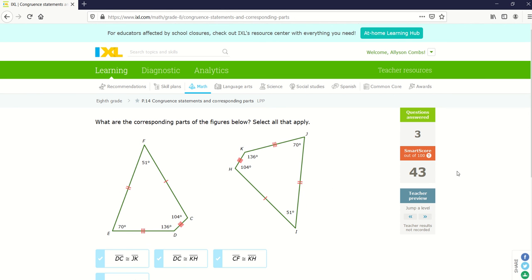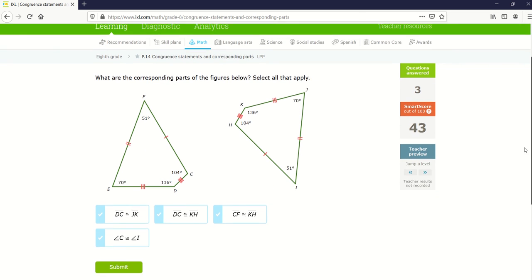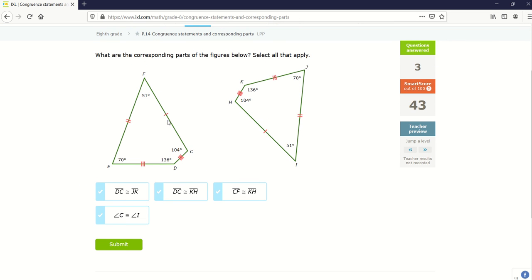This one's kind of the same type of problem, where we know that F matches up with I, E matches up with J, D and K, and C and H. So if we look at DC, DC right here says JK. So DC and JK, those ones don't match up because DC is 104 and 136, and this is 70 and 136. So we can cancel that one out.